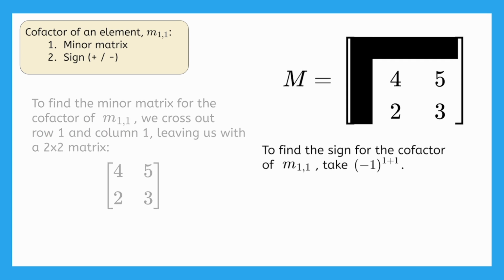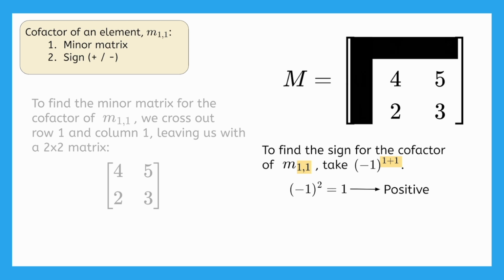Now, to find the sign of the cofactor of M11, we take -1 raised to the power of 1 plus 1, since this element is in the first row and first column. -1 to the second power is +1, so this cofactor will be positive.